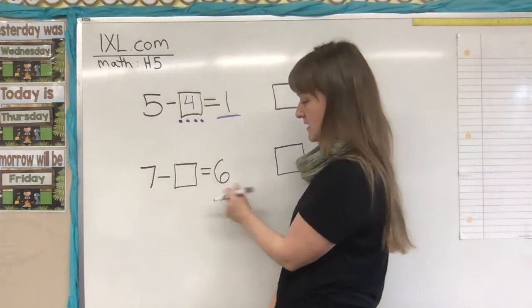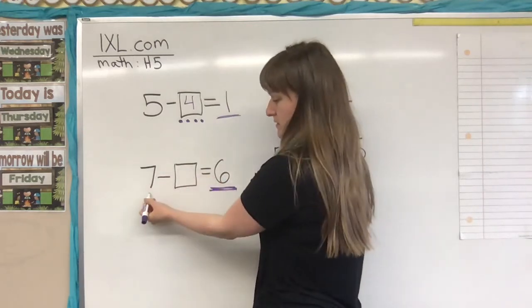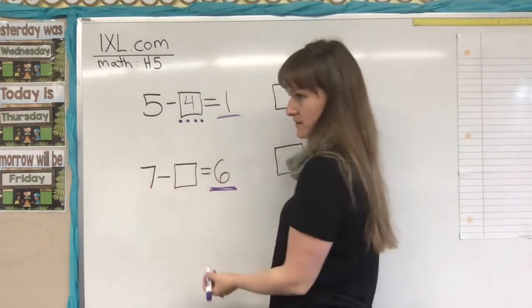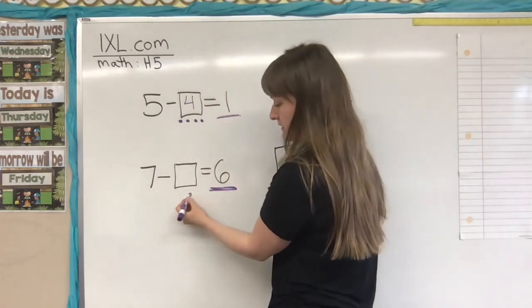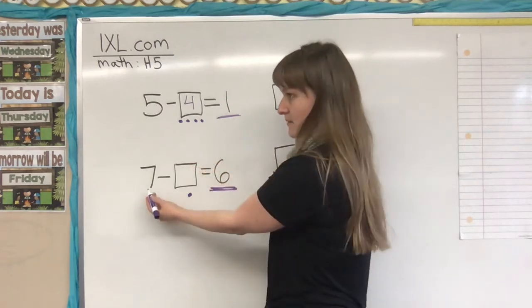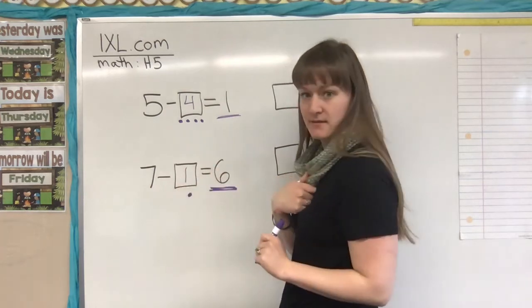Let's do this again. Again, we have the answer. This is our answer. This is our first number. So we have 6. We need to get to 7. So we're going to count up. 6, 7. Oh, I said 7. That's the number I have. So then this is my answer.